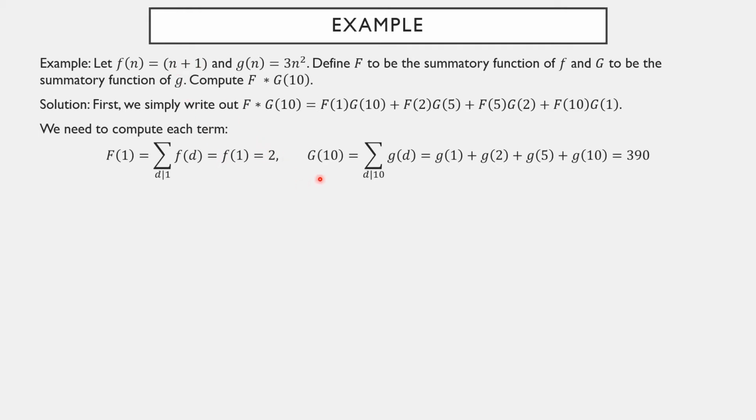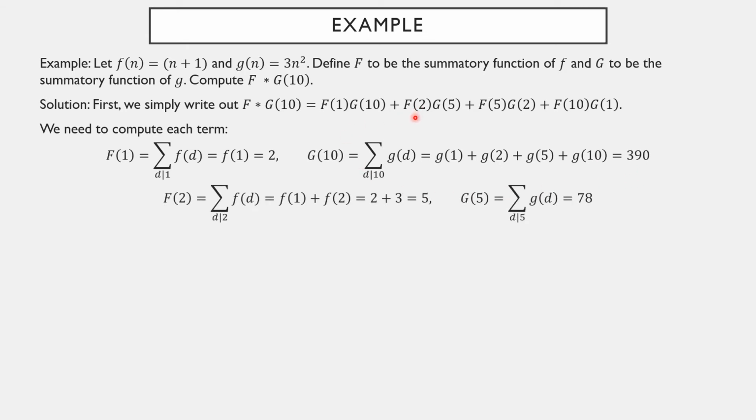On the other hand, capital G of 10 says take all the positive factors of 10 and plug them into little g. So I have g of 1 plus g of 2 plus g of 5 plus g of 10. G of n is 3n squared, so this is 3 times 1 squared, 3 times 2 squared, 3 times 5 squared, 3 times 10 squared. It works out to be 390.